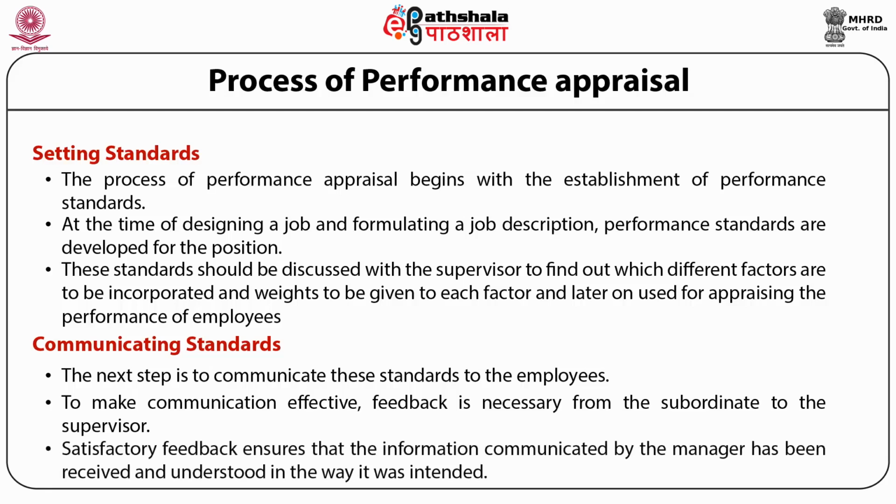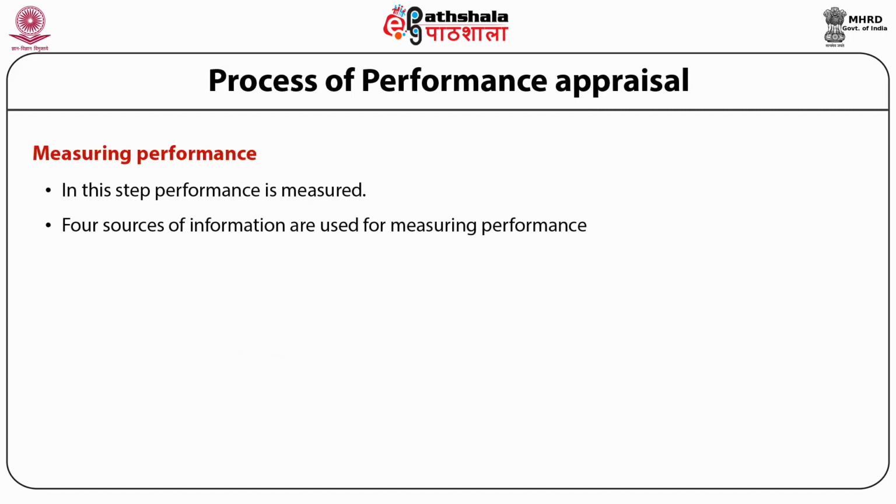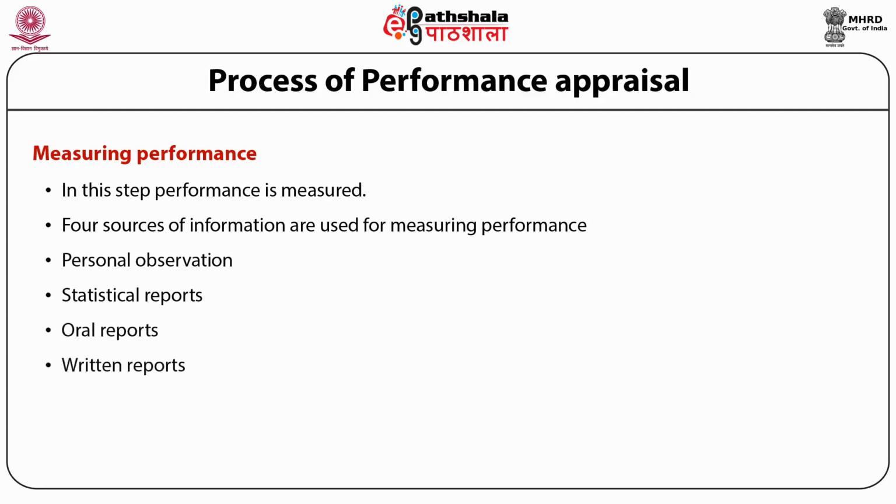Satisfactory feedback ensures that the information communicated by the manager has been received and understood in the way it was intended. Measuring performance is the next point. In this step, performance is measured. Four sources of information are used for measuring performance. First is personal observation, second, statistical reports, third, oral reports, fourth, written reports.